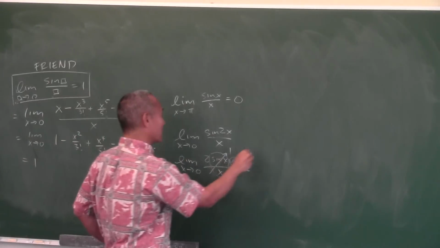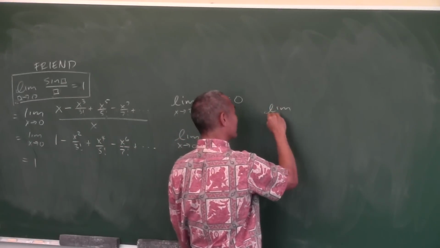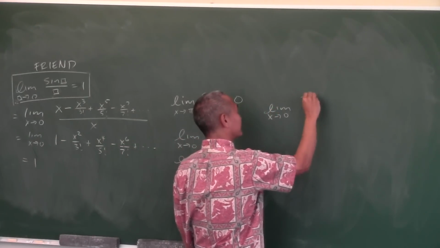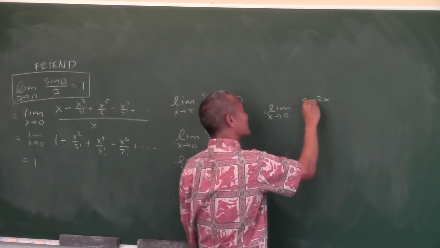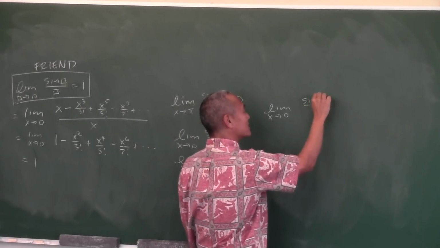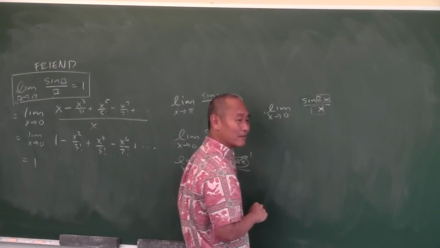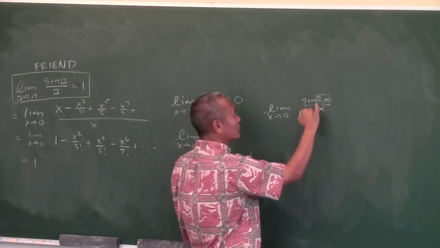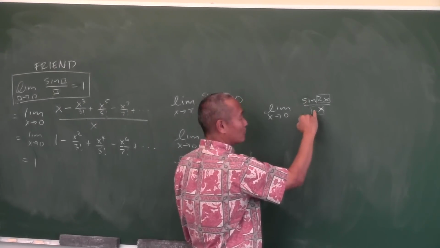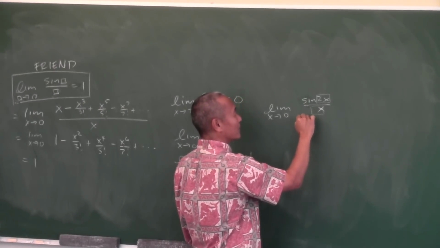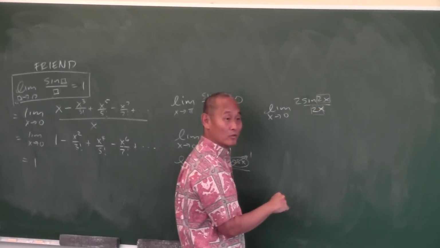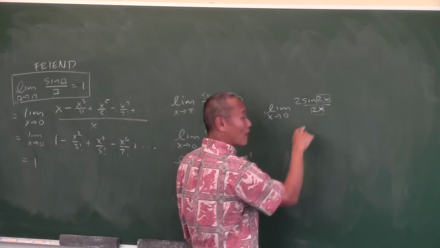So, another way to think of this problem is, I don't care which way you do it, sine 2x over x. What you can do is, okay, this is box, but in order to have friend, I have to have box on the bottom, right? So what can I do to put a 2 here? You multiply top and bottom by 2.